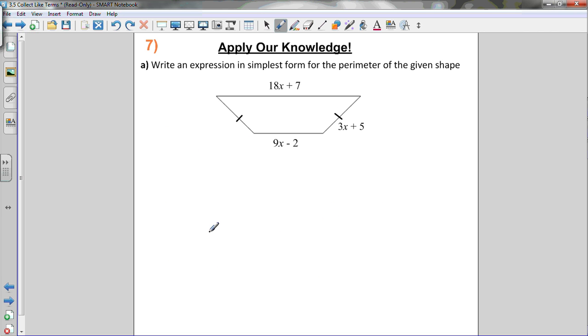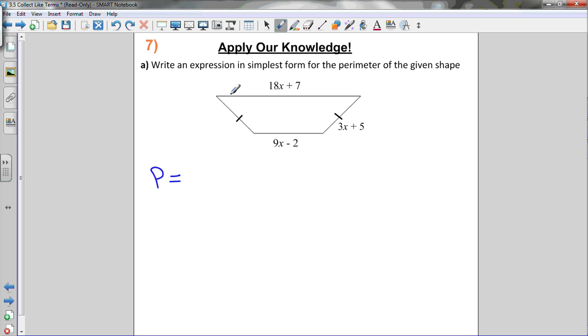Okay, let's apply what we've just done. So I want to write an expression in simplest form for the perimeter of this shape. And I remember the definition of the perimeter of an object is the distance around the outside of an object. So I need to add all of these outside sides together, and that will give me an expression for the perimeter of the object. And I'll be able to simplify that expression.